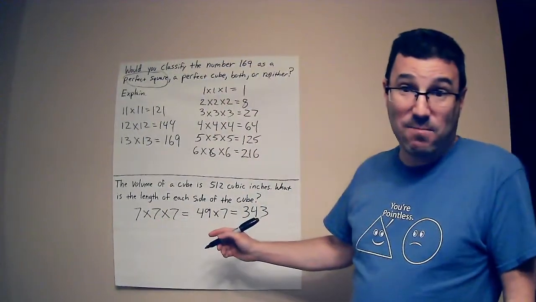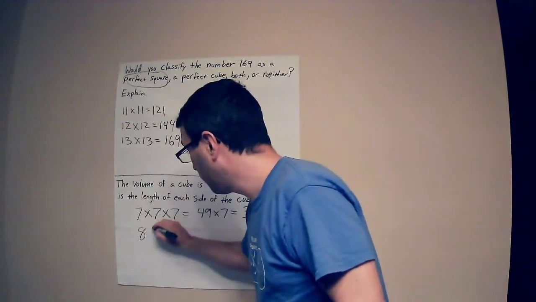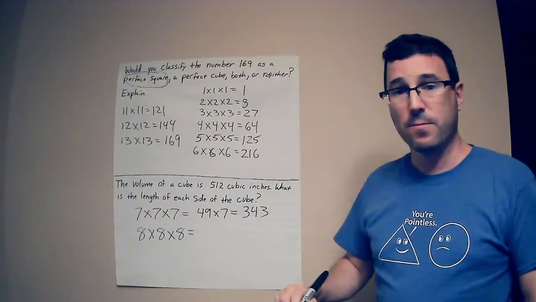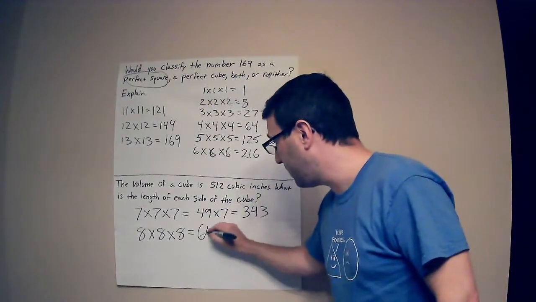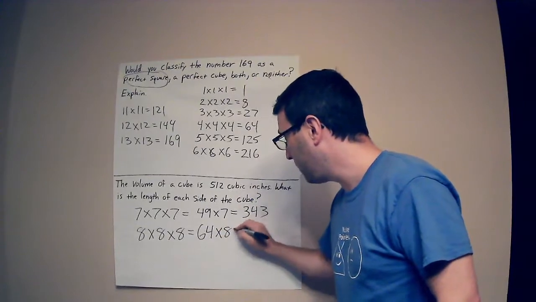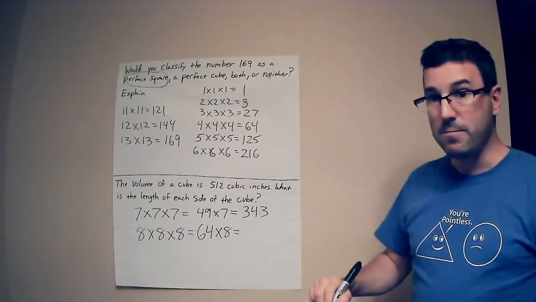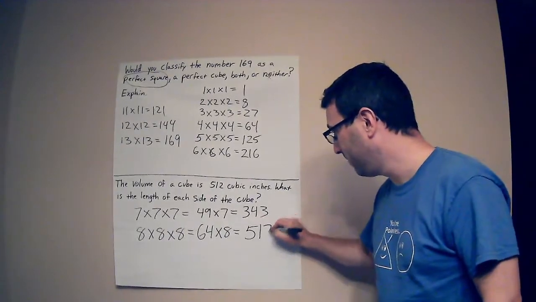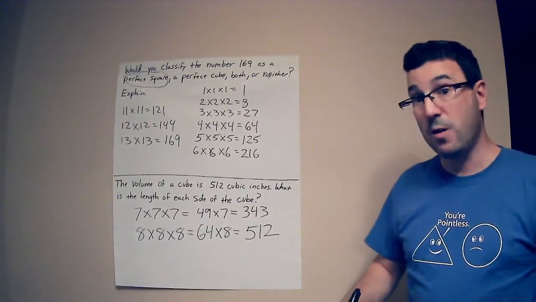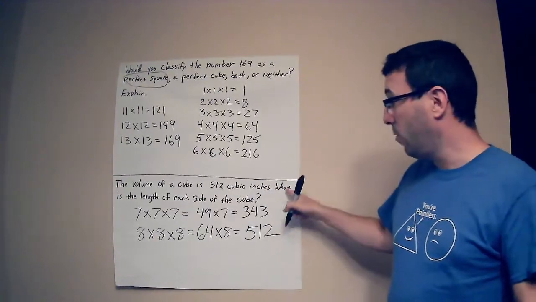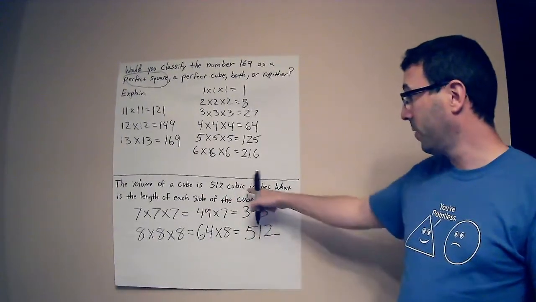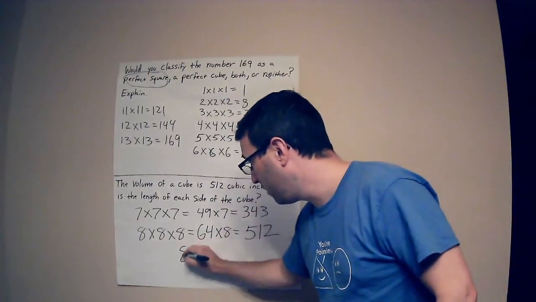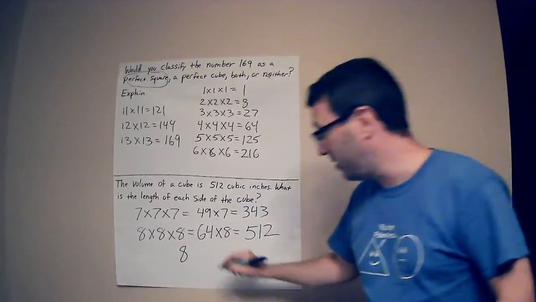So let's try 8 cubed. 8 times 8 times 8. 8 times 8 is 64. Times 8. Guess what? 512. So, what is the length of each side of the cube? Well, it's cubic inches. So when we write our answer, it's just going to be inches.